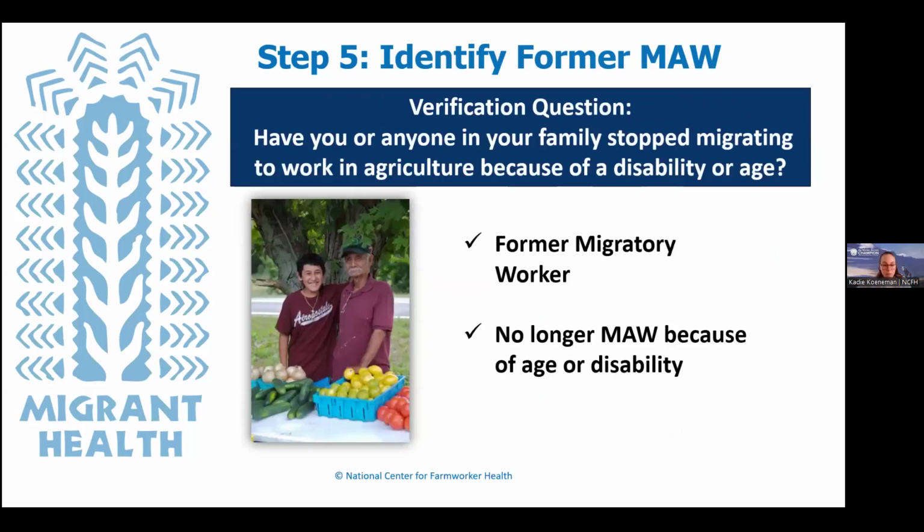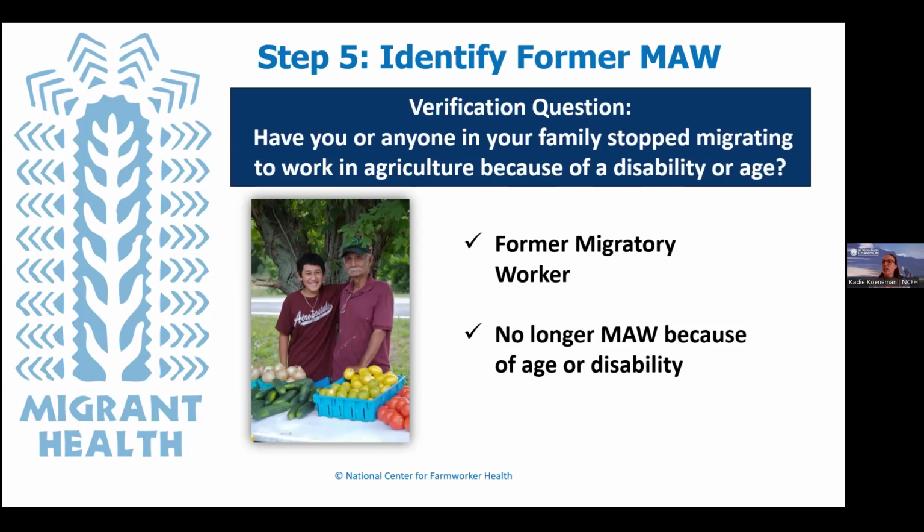Okay, so step 5 is identify all family members. As you remember from the beginning of the presentation, you want to identify all family members because they will all be classified the same as their agricultural worker family member. So the verification question here is, have you, oh, I'm so sorry, I skipped a step. Step 5 is identifying former migratory agricultural workers. That third classification type that we discussed in the classification definitions.